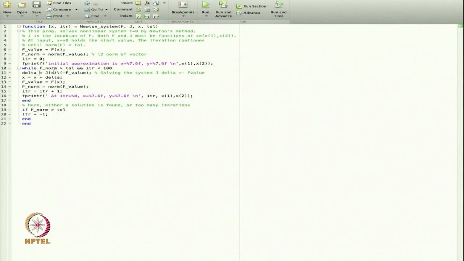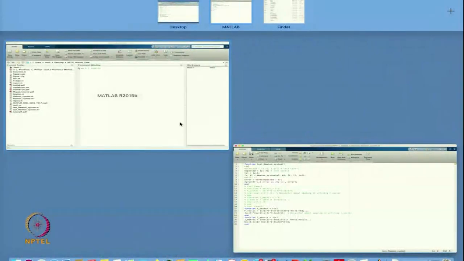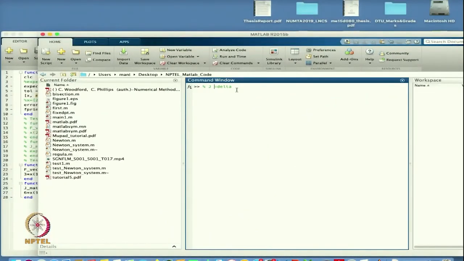So, delta is what? The Jacobian. Because in the previous lecture you have seen that you will get a system of equations like this one. So, I will get J delta is equal to minus F values. J is the Jacobian, and this is the value I am going to find out. Basically, this was giving you the approximation of the roots x and y, and that was equal to minus the value of the function.